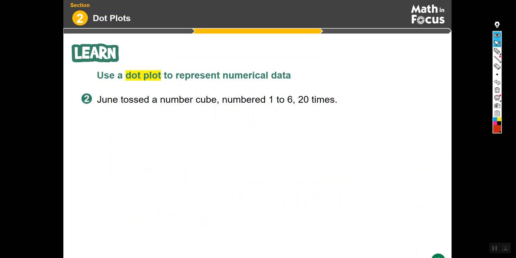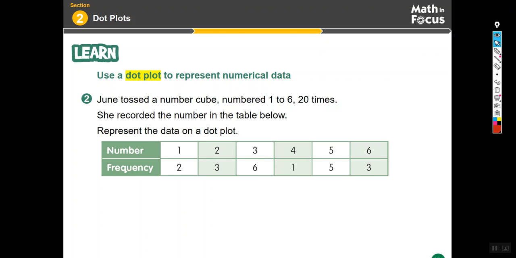All right, so June tossed a number cube. That's a dice. Numbered 1 to 6, right? She tossed it 20 times. Now this is an activity that we would have done in class if we were there. We would have done 3 sets of this data, and then we would have compared the different sets to see if there was any consistency in that, or if it really is just random. Okay, so she recorded it on a table below.